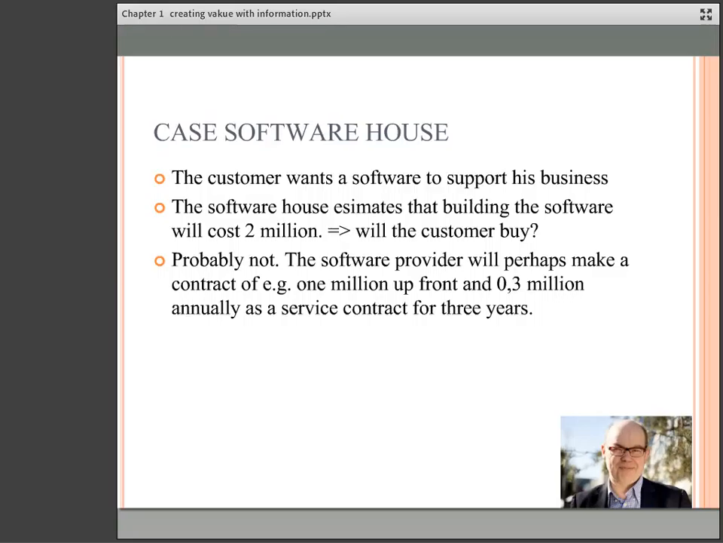Maybe you will pay him 1 million upfront, and then some annual fees as a service contract, or maybe you will take into account that he will be selling this software to others, and you will try to get a cut of the other deals he will be making, or you will try to negotiate this price as low as possible.